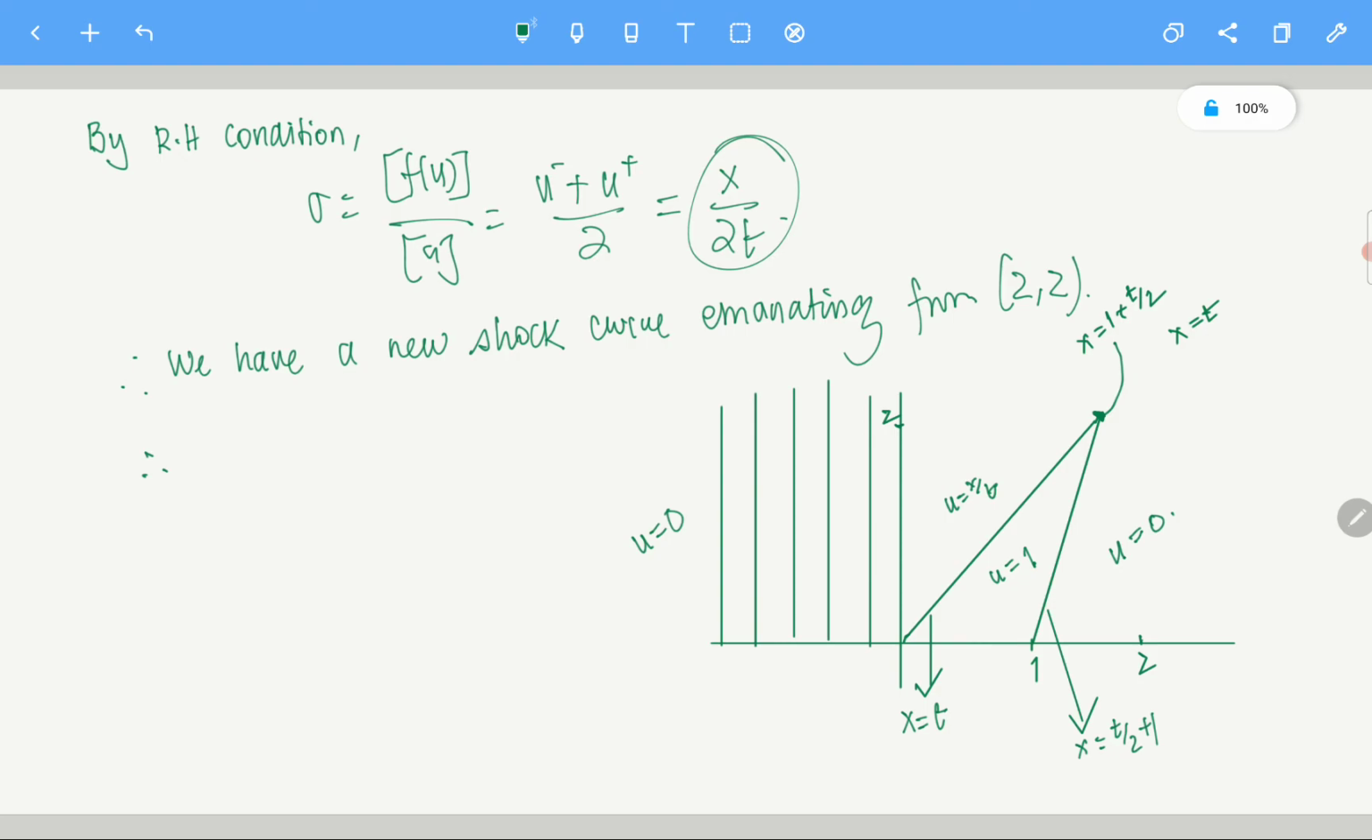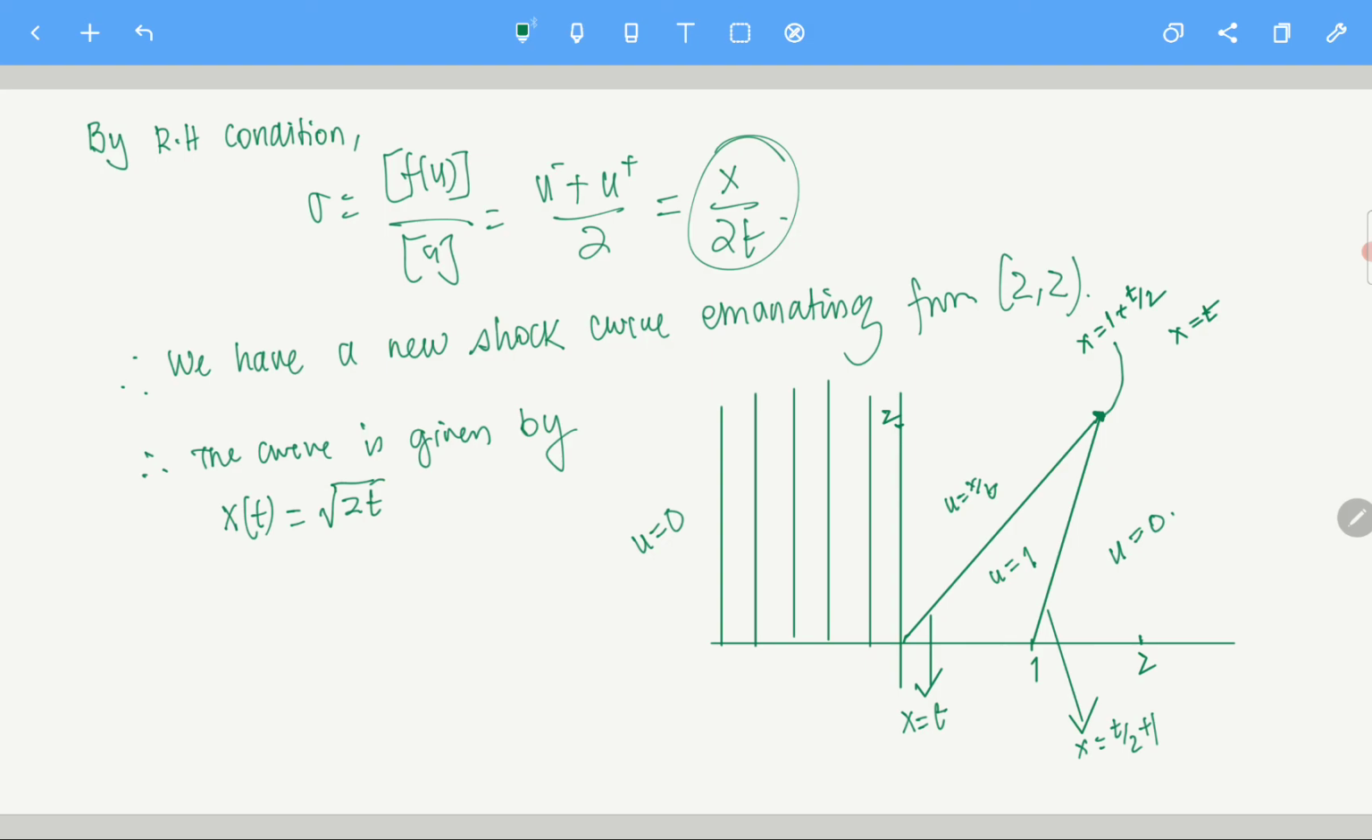Since the speed is given by x by 2t, therefore the curve is given by x as a function of t is root 2t. Clear? I mean, you just put it in the problem and you can get it. It's not a very difficult thing to see. I'm not calculating all that, I'm just writing it down.